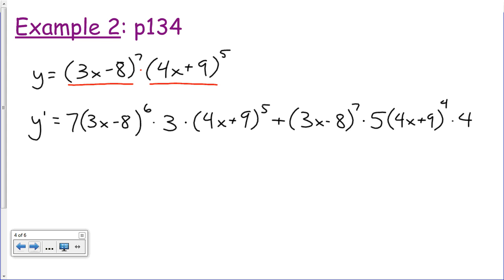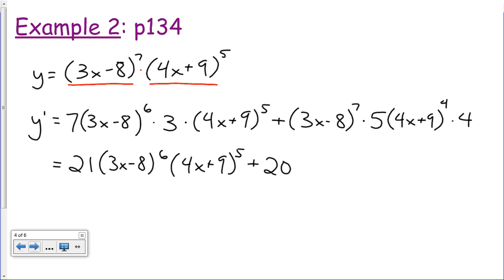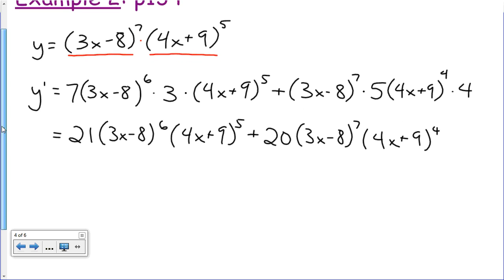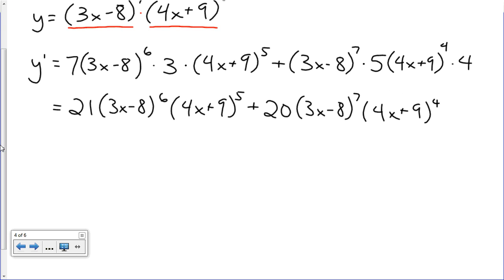And let's combine some things here. I'm going to write this actually in a couple of forms here for you. In the first term of this, I see I've got 7 times 3, so I'll put that as 21 times 3x minus 8 to the 6th times 4x plus 9 to the 5th. And in the second term, I've got 5 times 4, that's 20 times 3x minus 8 to the 7th times 4x plus 9 to the 4th. There's our derivative function. Now, you can leave your answer just like that. You don't need to go any further with this.